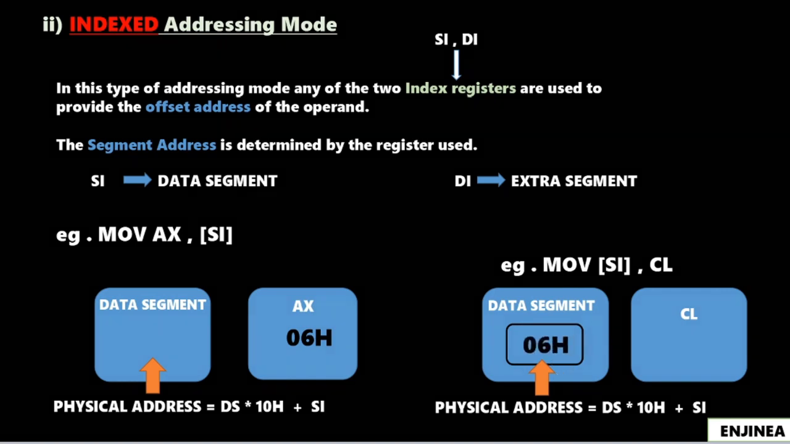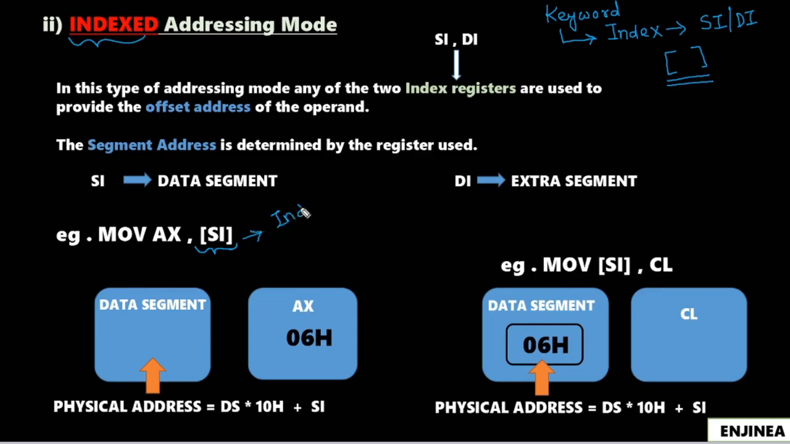Thus the key point to note here is the keyword is index. So we will have index registers, which will be SI or DI, and they will be inside brackets because this comes under the indirect addressing mode. In other books it might have some different name, but look for the keyword, which is index in this case. So whenever we see index inside our addressing mode name, or index registers in our instruction, then we can say that this is some kind of index addressing mode.